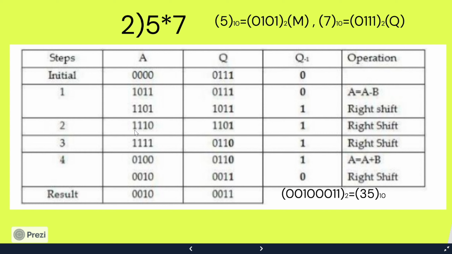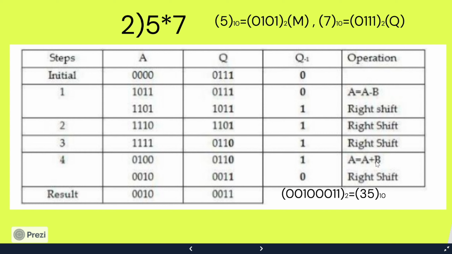Then we will get the value of A equal to 1110, value of Q equal to 1101 and value of Q minus 1 equal to 1. As the value of Q0 remains 1 and value of Q minus 1 also remains 1, then again we will perform the right shift operation in the third step. Then the value of A equal to 1111, value of Q equal to 0110, the value of Q minus 1 equal to 1. As the value of Q0 equal to 0 and Q minus 1 equal to 1, basis on that, we will perform the operation A equal to A plus M.